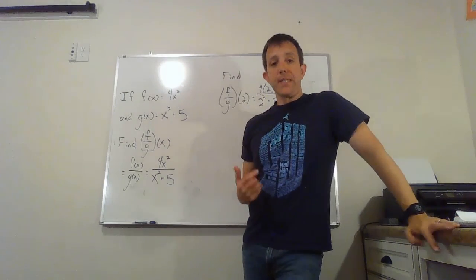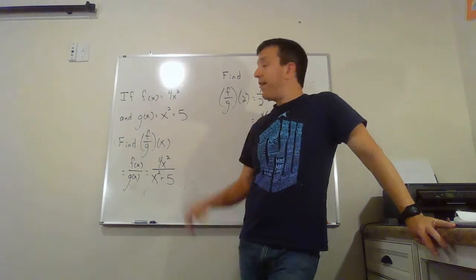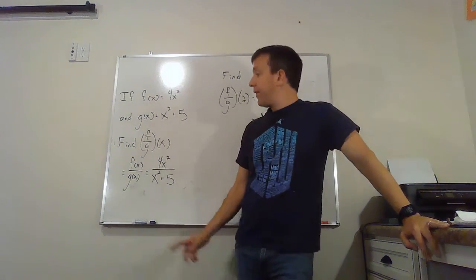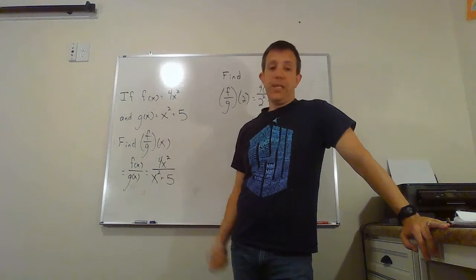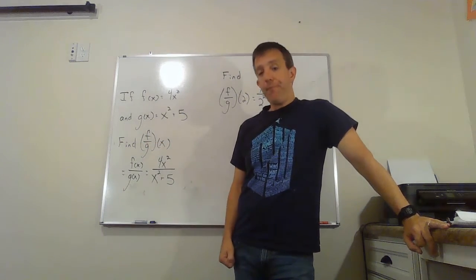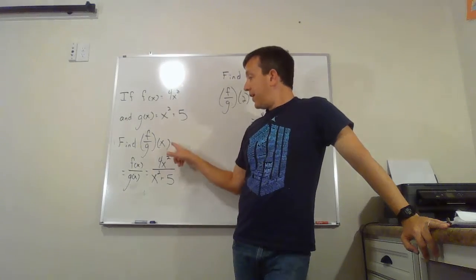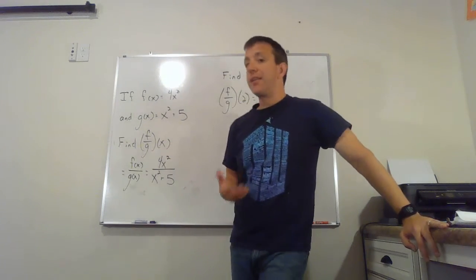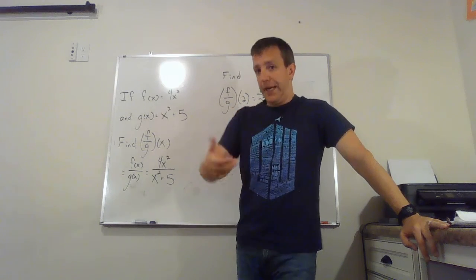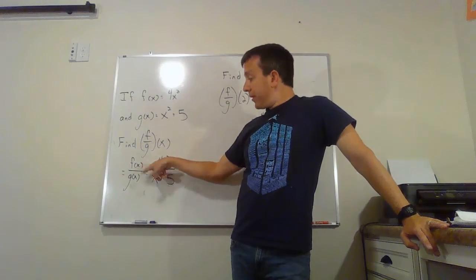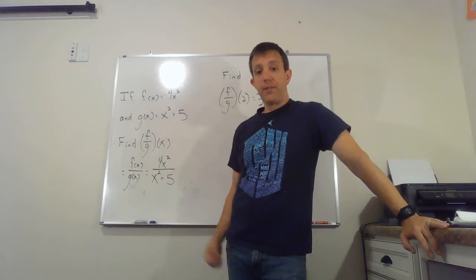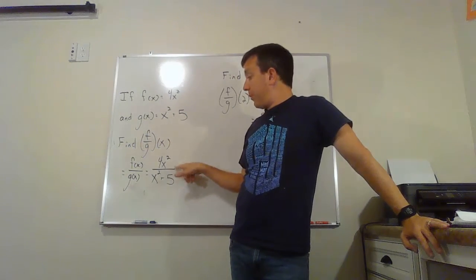All right, for our next example, we want to work with this. If f of x is 4x squared and g of x is x squared plus 5, let's find f over g of x. So this time we're looking at division. So again, this parentheses x, that's not an extra x that we're multiplying by. It's the function notation of x. So what I'm really looking for here is just the rule for f of x over the rule for g of x. And you can see I just took them and put them together.